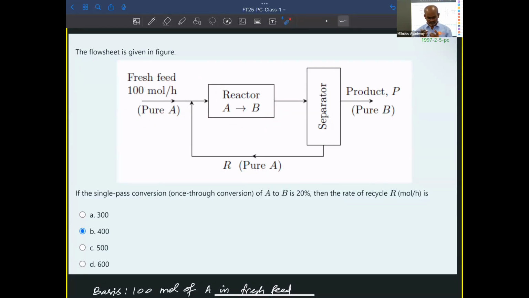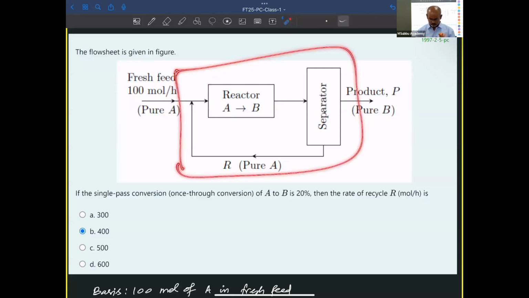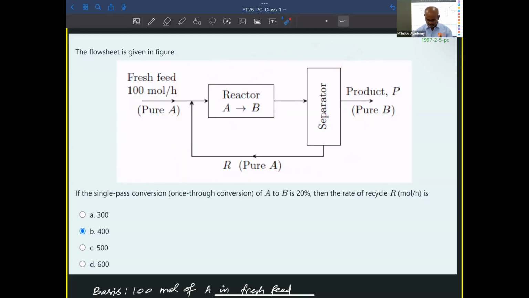Correct? So that is a drawback with this recycle. Of course, overall conversion is improved, but the reactor sizes and the separator sizes, all things have to be bigger. So there is a drawback with the recycle.